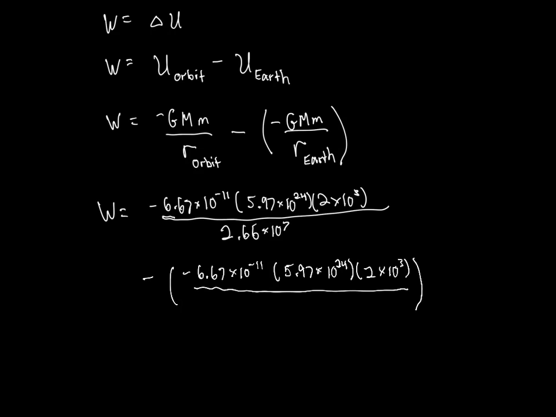So what's the radius of the Earth? Did they give us that number? Yeah, what is it? 6.37 times 10 to the 6 meters. 6.37 times 10 to the 6 meters. So then you'll plug and chug all those numbers in, and you'll end up with your final answer of 9.5 times 10 to the 10 joules.